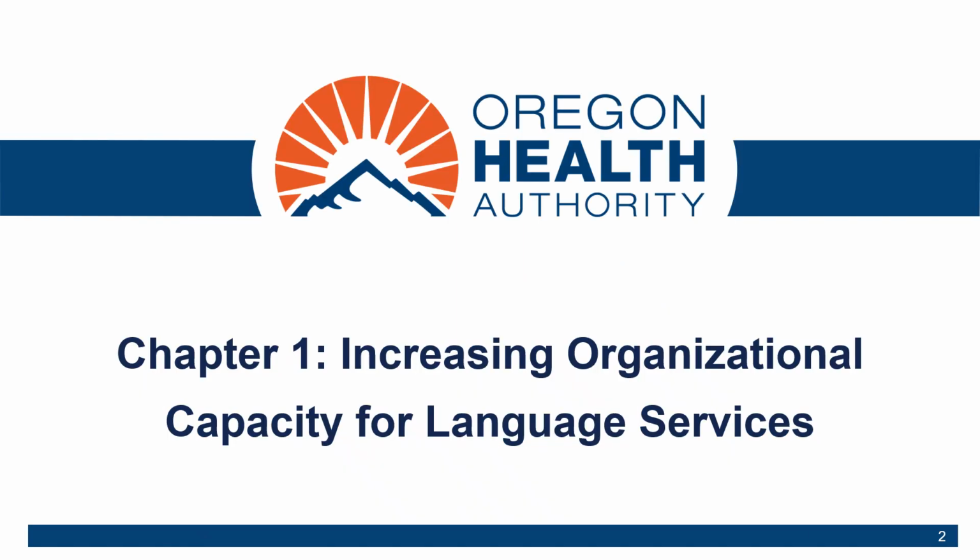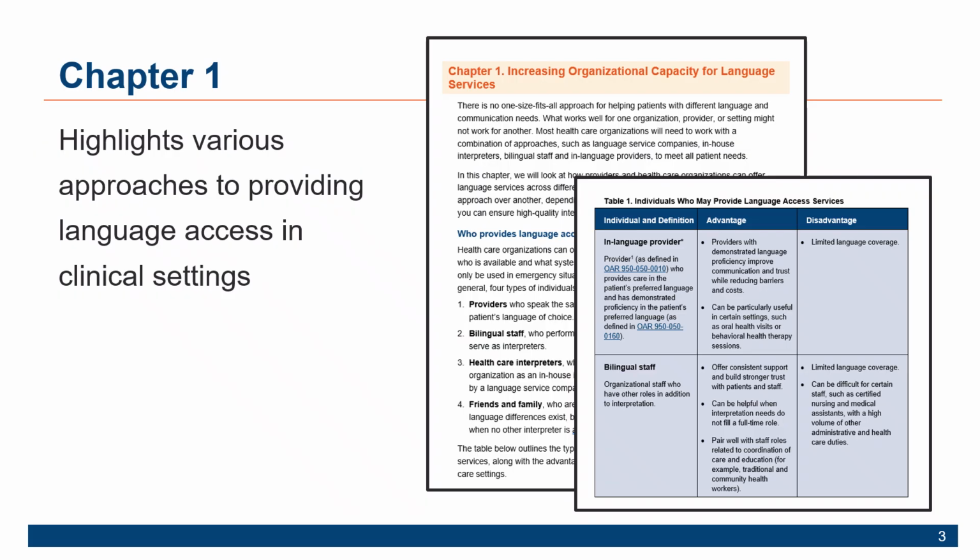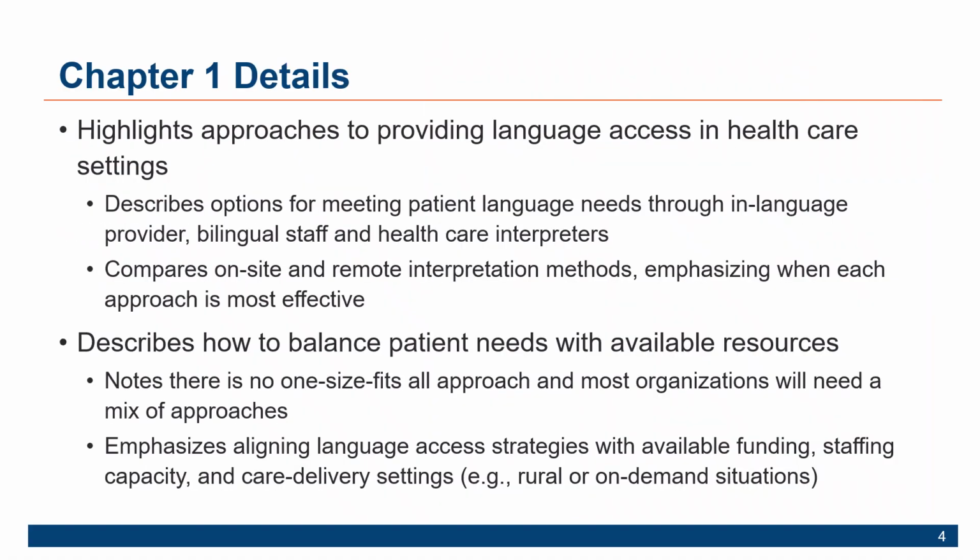This module focuses on Chapter 1 of the workbook, Increasing Organizational Capacity for Language Services. Chapter 1 focuses on the different ways organizations can meet patient language needs in healthcare settings, including tips for increasing capacity to provide language services. This chapter begins by explaining practical approaches to delivering interpreter and language services. It defines the main approaches to meeting language needs, such as in-language providers, bilingual staff, credentialed interpreters, and, in limited cases, family or friends for emergencies.